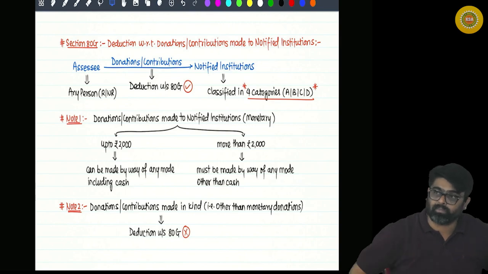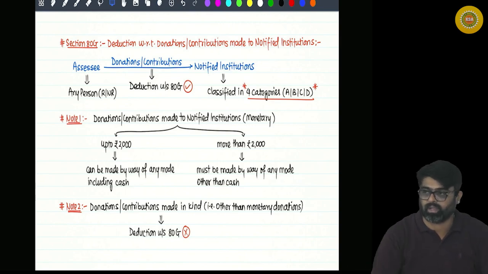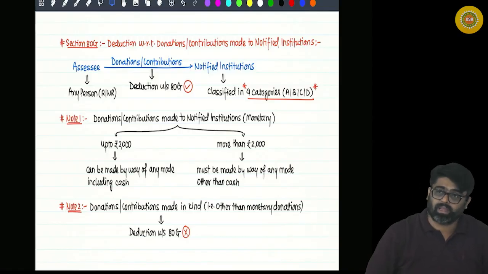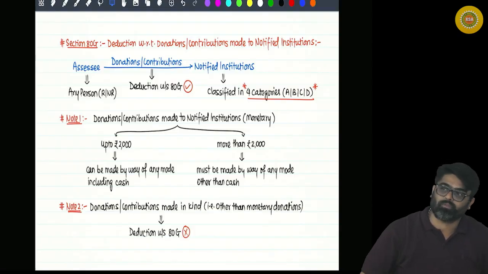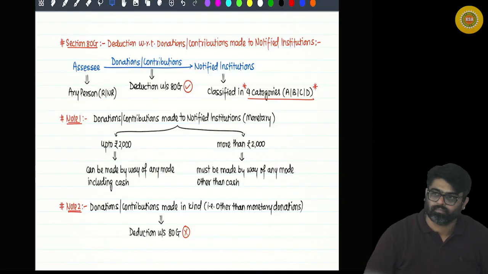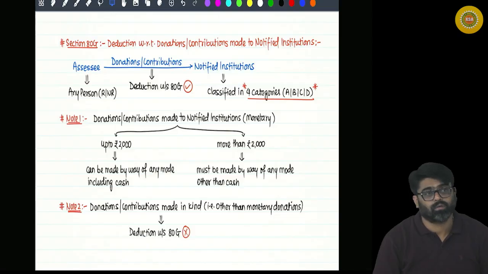So, for example, you are making a donation of 5000 rupees in cash. Will it qualify or not? It will not qualify. You are making a donation of 1,50,000 in cash. Will it qualify? You are making a donation of 1,50,000 by cheque. Qualify. That 1,50,000 you have contributed in cash will not qualify.